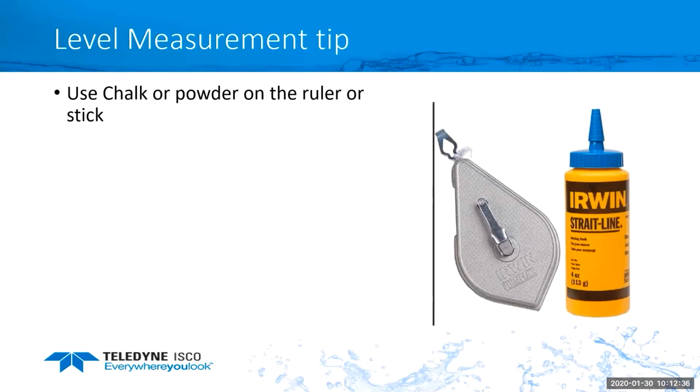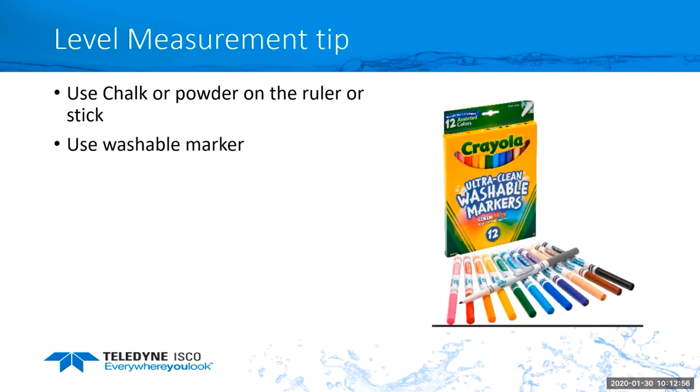A couple tips I've seen when I've been out in the field with the technicians when they're taking level measurements is they will use chalk or powder, put that on their ruler or stick, put that in the water, and then it's going to wash off where the water is, and then you just measure up to where the remaining chalk is. One I recently saw that I liked is they used washable markers. So they had a metal ruler or stick that they put in there, and they used the washable marker, and the same thing. The water washed off the marker. You just measured up to where your ink was at, and that was your level. Nice, easy way to do it that's less messy than using chalk.